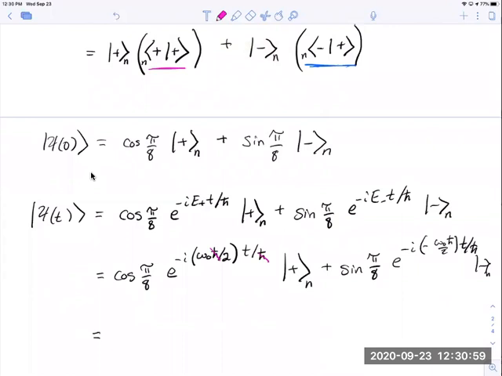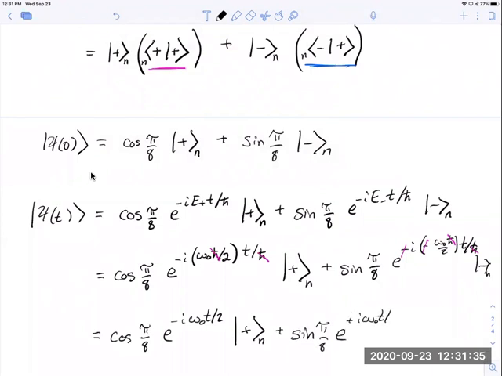We're going to cancel the h bars. Hooray! And I'm going to go ahead and cancel this minus sign while I'm at it, because I do get a little excited with the canceling of things. So this becomes the cosine of pi over 8 times e to the minus i omega naught t over 2 times the plus in the n hat direction, plus the sine of pi over 8 e to the plus i omega t over 2, spin down in the n hat direction.